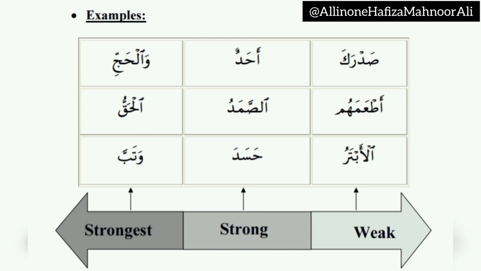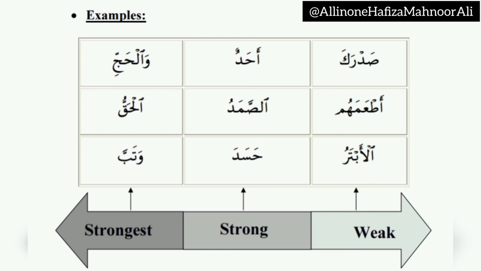Next we have the strong type of the qalqalah, that is ahad. Here we have a dal, which is a letter of the qalqalah, and we are applying the qalqalah on the dal. When we stop at the dal, it will become ahad, and we apply the qalqalah on the dal. Ahad. Now see the difference between the first one and the second one. The first one is sadrak, and the second one is ahad. In the first one I apply the qalqalah in a weak sound, and in the second one it is in a strong sound. Next one is wal hajj.